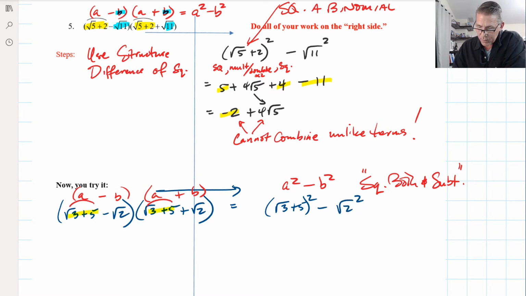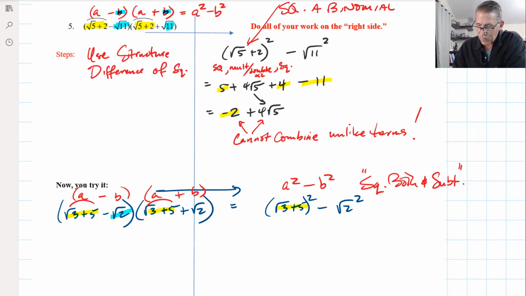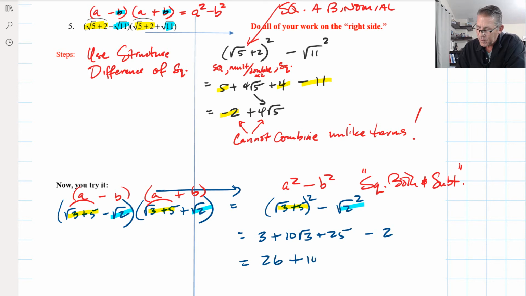Again, look at the structure. I keep saying that. If you're one of my students, there you go, I sound like a broken record. And now you're going to square the binomial. So you square the root 3 to get 3. You multiply 5 and root 3 to get 5 rad 3. Double it, 10 rad 3. And then you square the 5 to get 25. And then you square the root 2 to get 2. And you simply add. 3 and 25 is 28. Minus 2 is 26. Plus the 10 rad 3, and you're done.